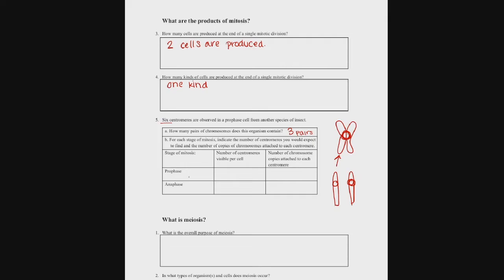And then for each stage of mitosis, indicate the number of centromeres you would expect to find and the number of copies of chromosomes attached to each centromere. Prophase is when we're getting ready.